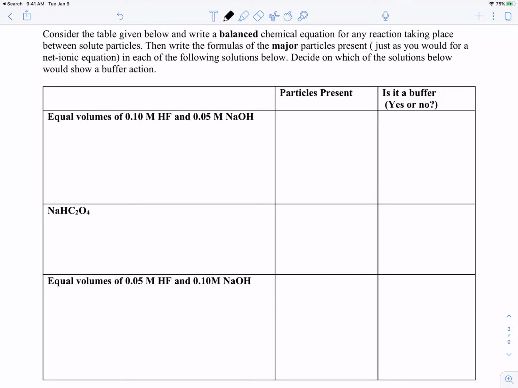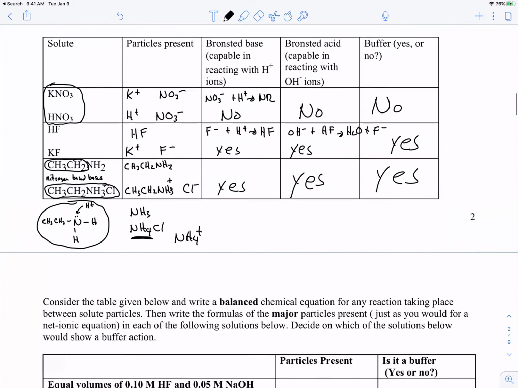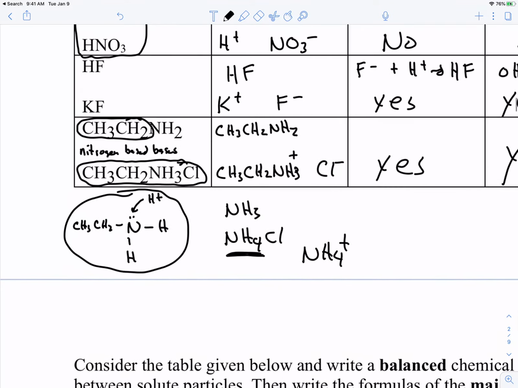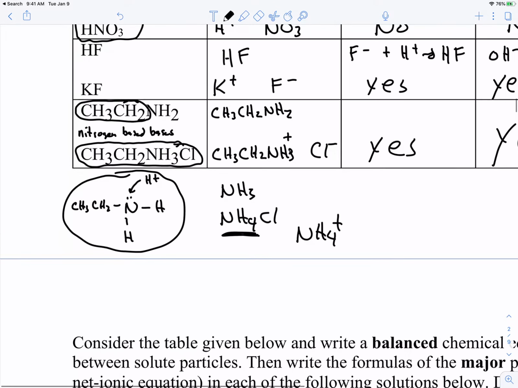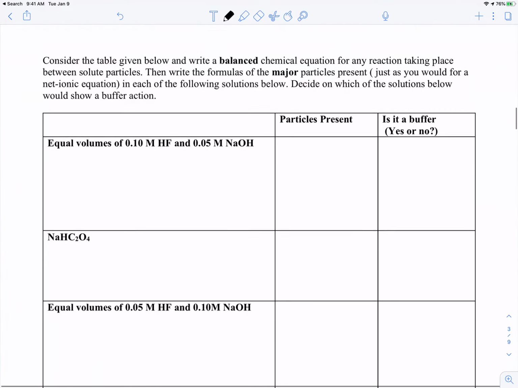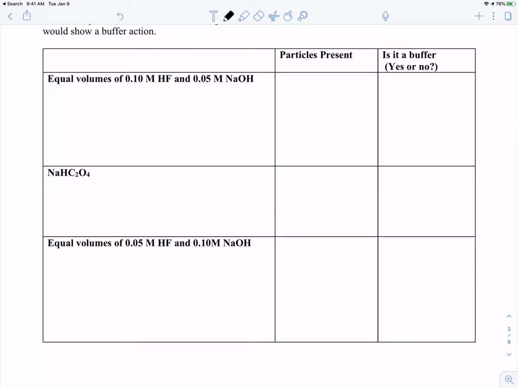There are different ways to make a buffer. In the previous video, we saw where we added a weak acid and its conjugate base, or we added a weak base and its conjugate acid, which we did in these two final cases here. It is also possible to form a buffer by partially neutralizing a weak acid or weak base.